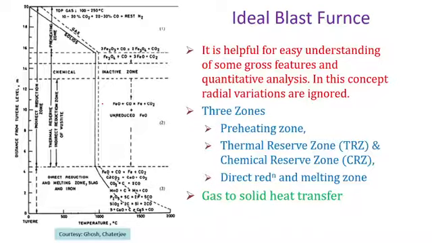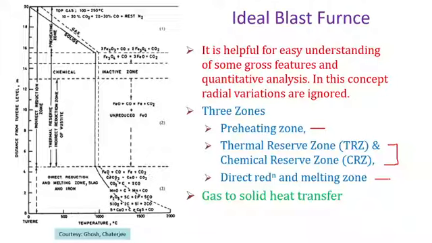Some salient features of an ideal blast furnace are given here. First, it consists of three zones. One is the preheating zone. Another, the middle zone, is the thermal reserve zone and chemical reserve zone. The chemical reserve zone is a part of the thermal reserve zone. And the bottom zone is the direct reduction and melting zone.